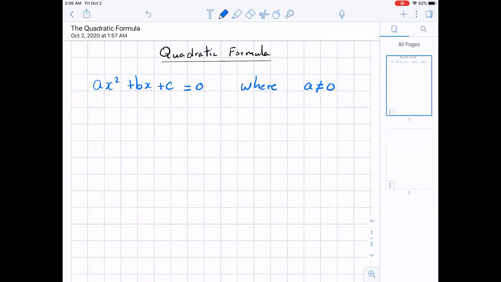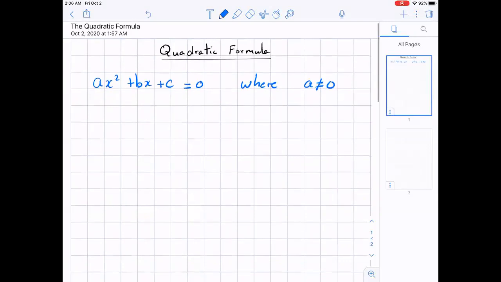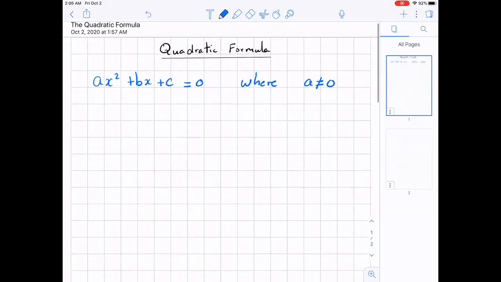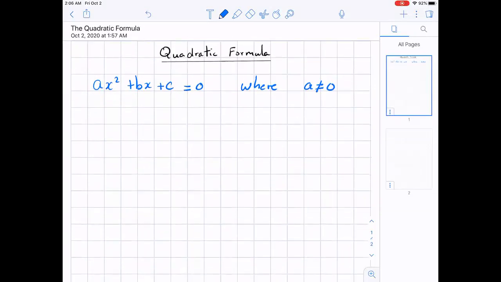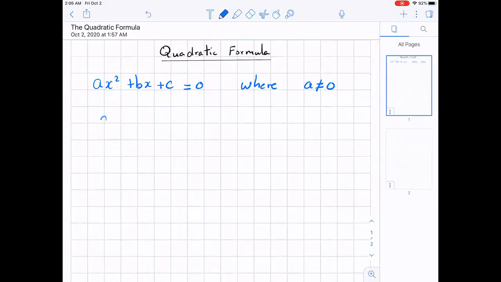Now b can be 0, c can be 0, but a cannot be 0. The reason a cannot be 0 is that if a is 0, you'll be left with bx plus c, which is really a linear equation. So that's the reason why a cannot be 0. So a, b, and c are coefficients of each term.